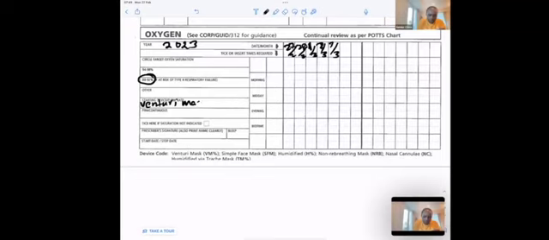Venturi mask. And how much are we going to give the patient? 24% is 2 liters, so we're going to put 2 liters per minute. If I want 28, then I'll put 4 liters per minute. Is it continuous or as required? If he prescribes oxygen as required, if it drops, then I'm going to say as required.